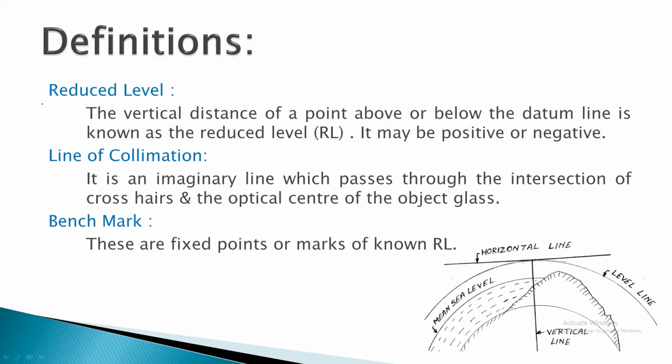So reduced level is the vertical distance of a point above or below the datum line. It may be positive or negative. If you follow this diagram, suppose we need to measure the reduced level of this particular point. This is below the mean sea level, which is the datum surface, so the value will be this particular height, and it will be negative as it is below the mean sea level.